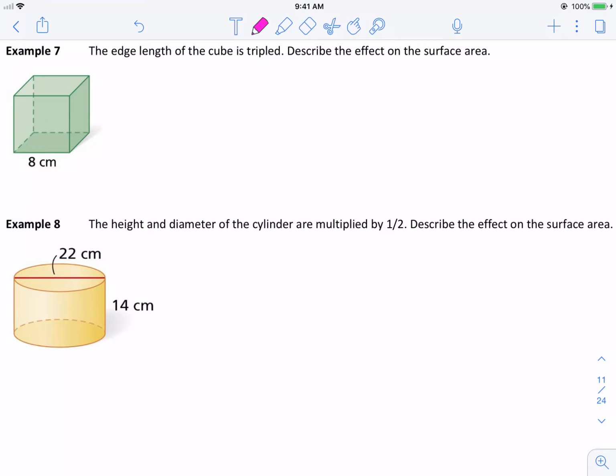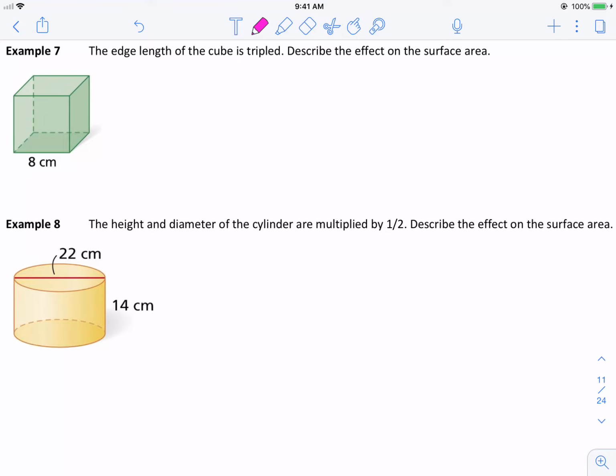Don't be confused that surface area occurs on three-dimensional objects. The measurement of area itself is a two-dimensional measure. So in example 7, we're told that the edge length of this cube is tripled, and we are asked to describe the effect on the surface area. We don't need to find the new or original surface area.